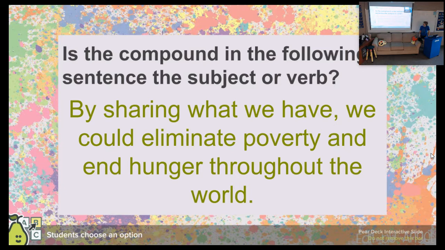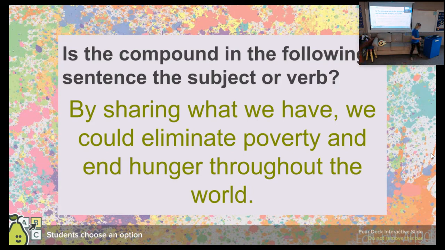Lauren? Okay, throughout the world is a prepositional phrase. Get rid of it. Cross it out on your computer if you haven't already done so. We have one more prepositional phrase here. It's a weird one, but we do have one more. Auburn, what do you think it is? By sharing what we have. Yes. Okay, by sharing what we have is another prepositional phrase.